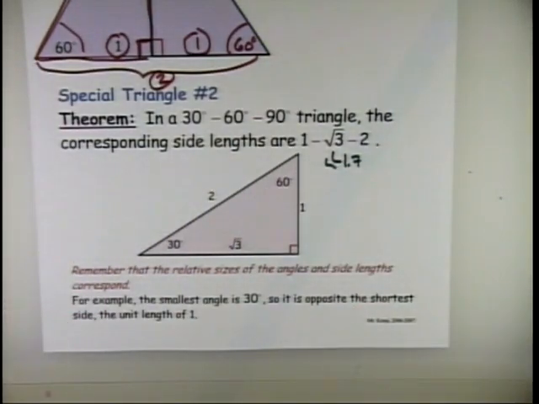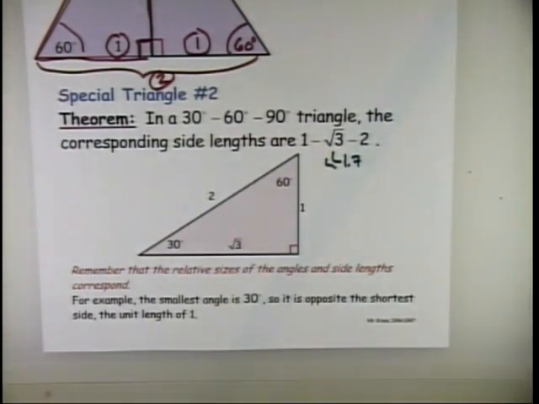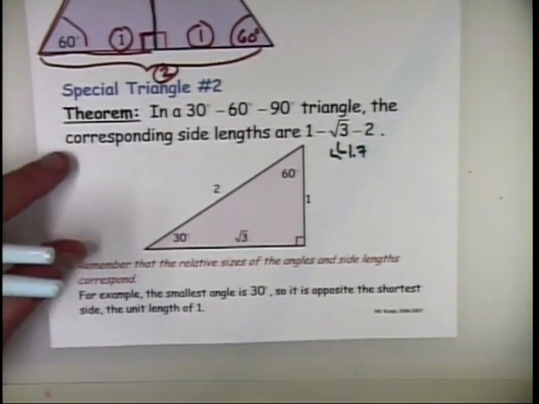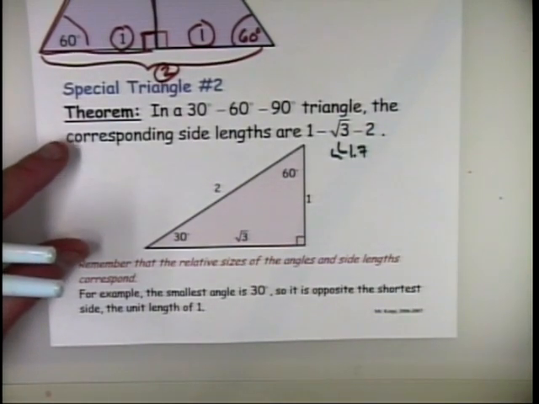Now, it's important for this triangle to get your numbers correct. For the 45, 45, 90, the two legs were congruent, so you didn't have to pay as much attention in labeling the sides. But here they are different. So remember about triangles that the preservation of the angles and the corresponding sides is important.